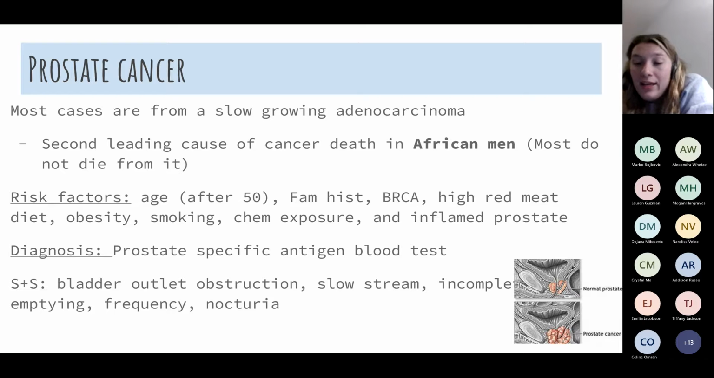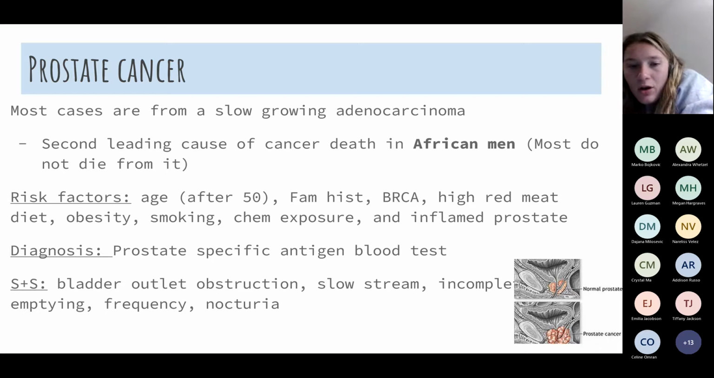Prostate cancer, on the other hand, obviously is cancerous. Usually, these are caused by a slow-growing adenocarcinoma. A lot of our risk factors include increased age, obesity, diet, etc. And it's really diagnosed with that PSA test.